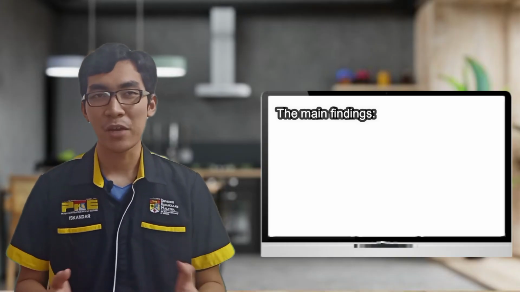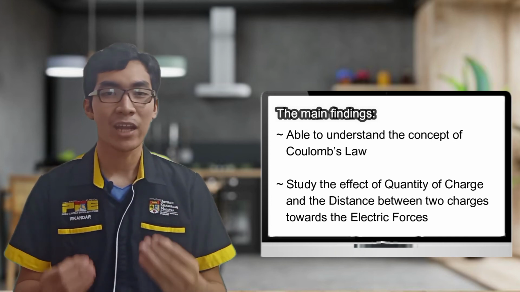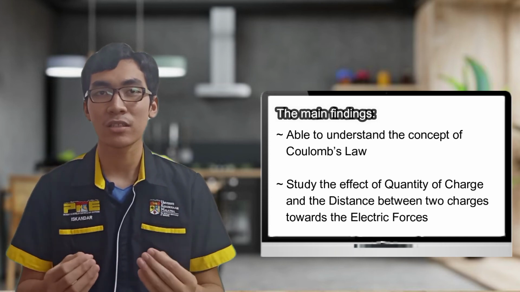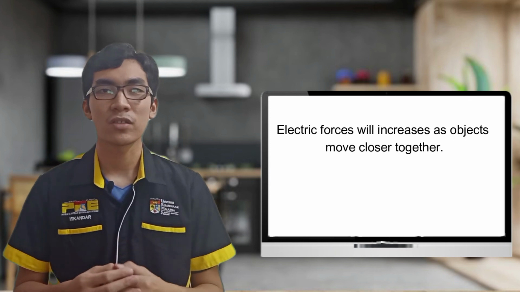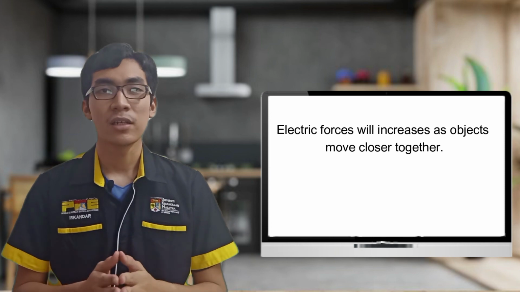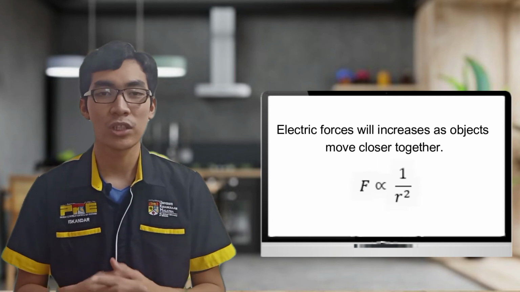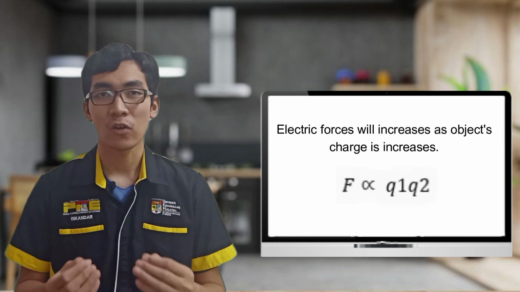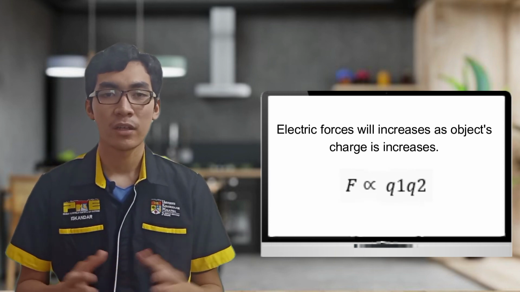In conclusion, the main findings from this experiment are that we are able to understand the concept of Coulomb's law and also study the effect of the quantity of charges and the distance between two charges on the electric force. To conclude the experiment, we know that the electric force increases as objects move closer together. It is because the electric force is inversely proportional to the square of the distance between two charges. On the other hand, the electric force increases as the object's charge increases because they are directly proportional to each other. I think that's all.